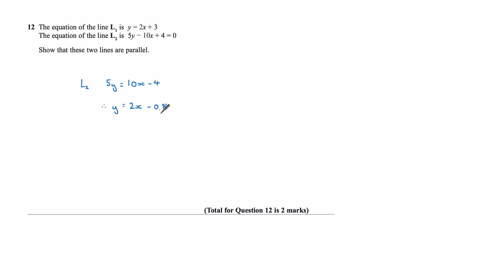0.8. Now this part's not important to me. What is important is in front of the x here, which is that the gradient of L2 is 2. Since L1 and L2 have a gradient of 2, these lines are parallel.